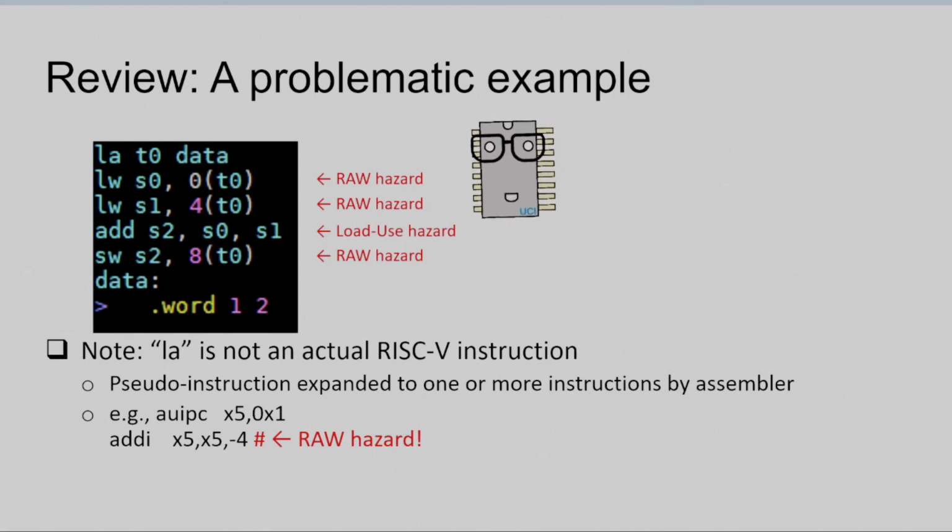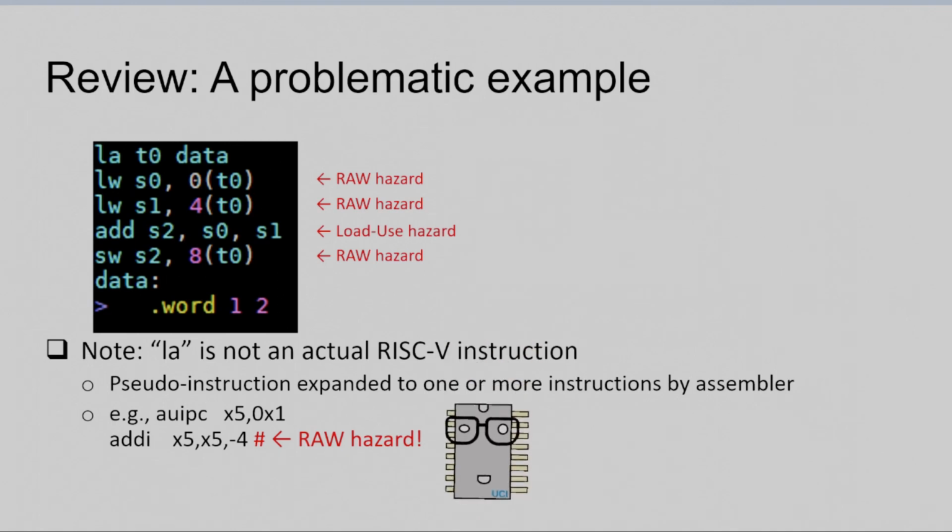When you write code with load address in it and assemble it using the RISC-V assembler, it is actually expanded to one or more instructions by the assembler, depending on how much immediate data you want to load to T0. So for example, if the address of the data label, as it is when compiled to a binary file, is larger than the 12-bit space allocated for the add immediate instruction, it's going to require 2 instructions to handle.